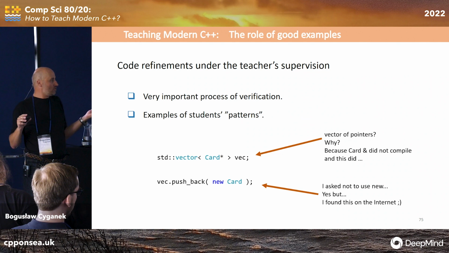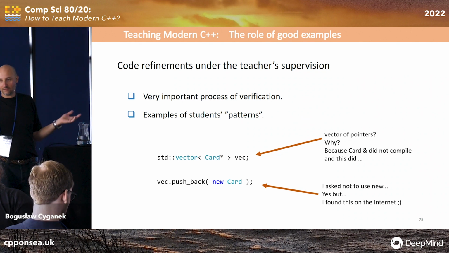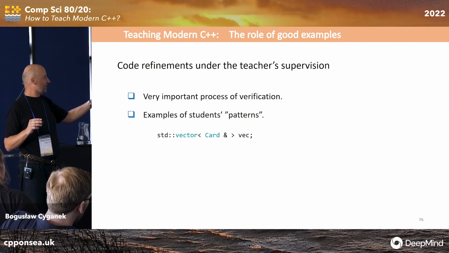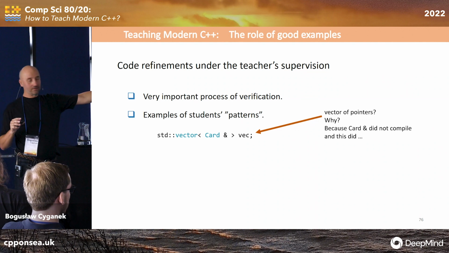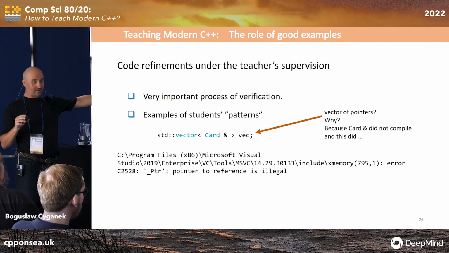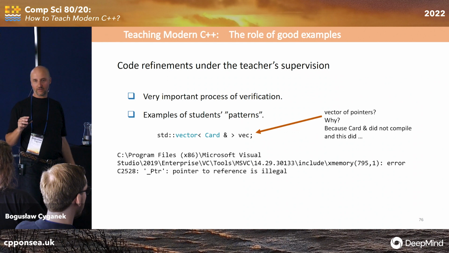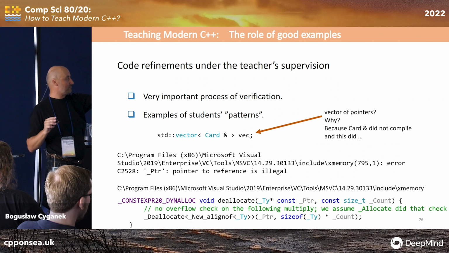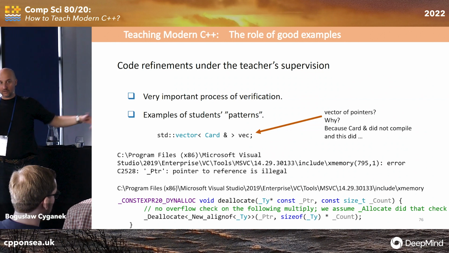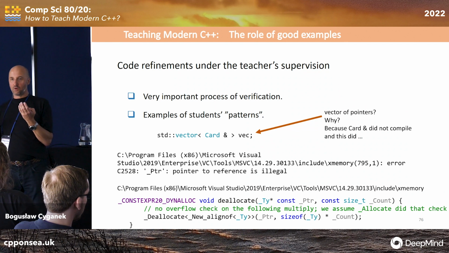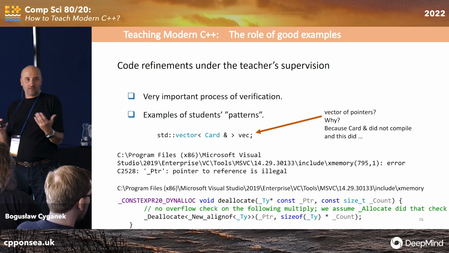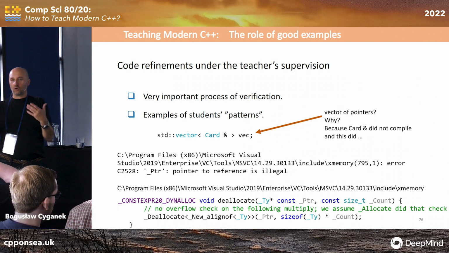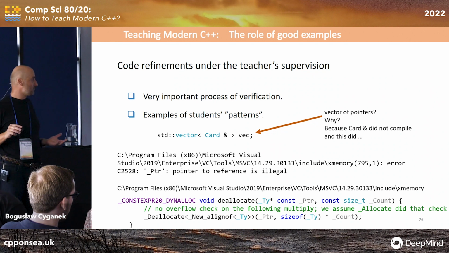I asked not to use new. Yes, but I found this on Stack Overflow. Indeed, he tried to make something like this, and this didn't compile. And actually, the compiler was not helpful in this. If you compile this and you double-click this, you are redirected to xmemory with this line of code. So this is why teacher supervision is so important. The first thing, he tried to use a reference, but the second thing, once he tried, he could not resolve this error by himself.